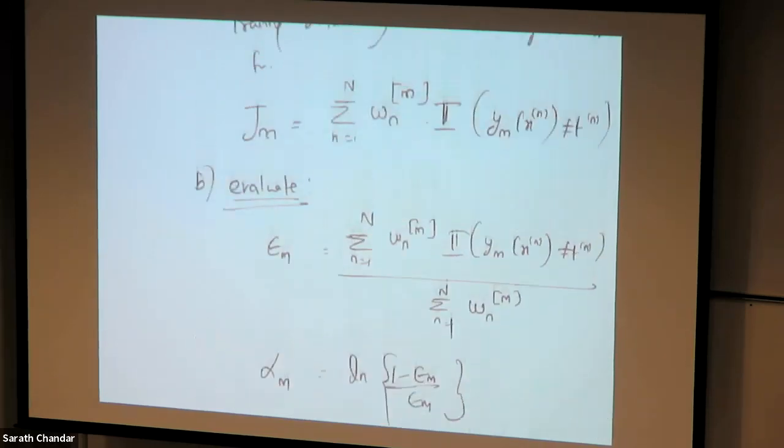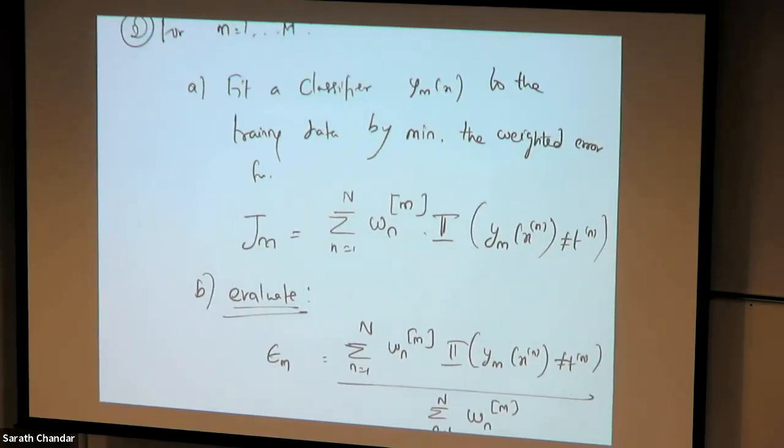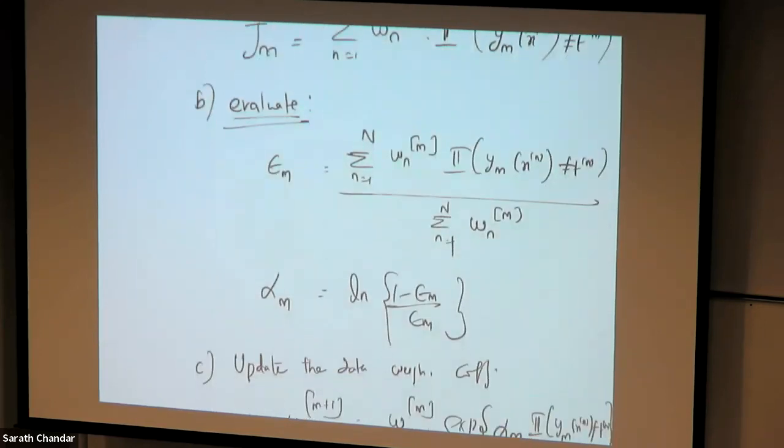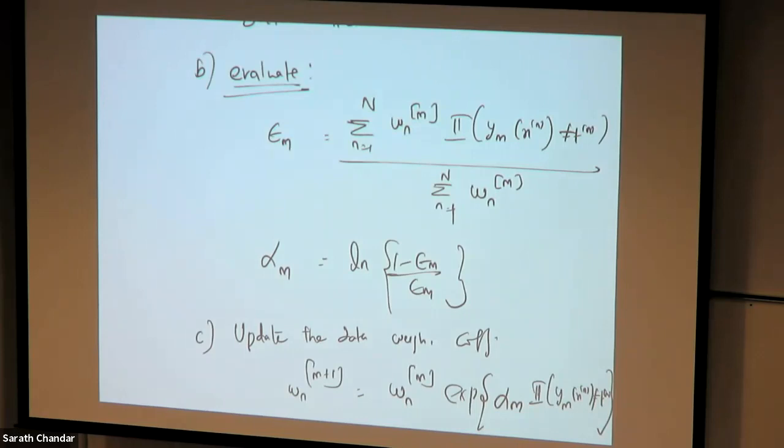Just to repeat, we started with giving 1 over N weight to all the examples. Now in every iteration, we fit a classifier by using the weighted error function. Once you have the classifier trained, you evaluate these quantities and then you update the weights. Now you repeat this process M times. Once you finish that, finally, we combine these together to come up with our final model. Our final model y_M of x is given by sign of summation over m equals 1 to capital M of alpha m y_m of x.